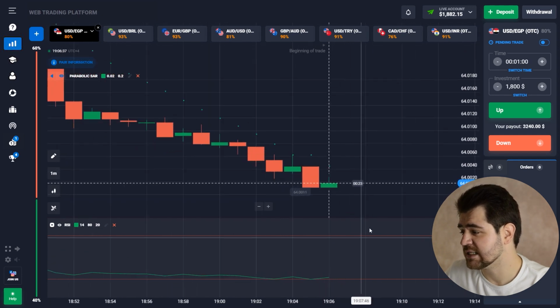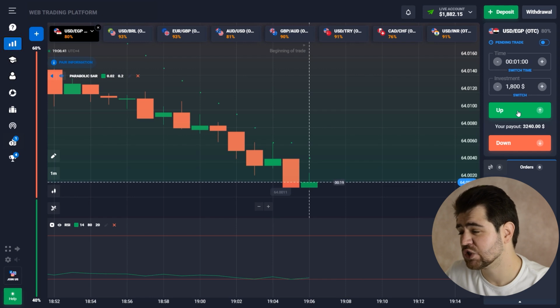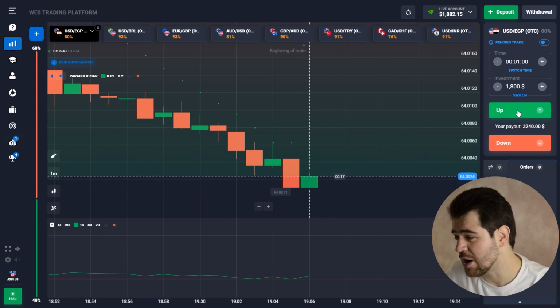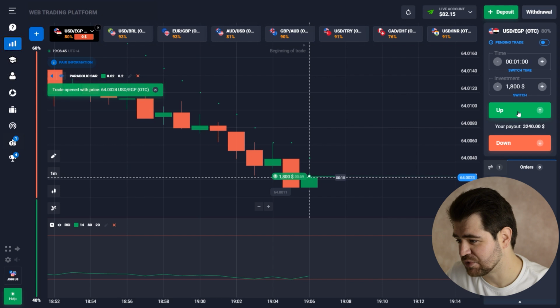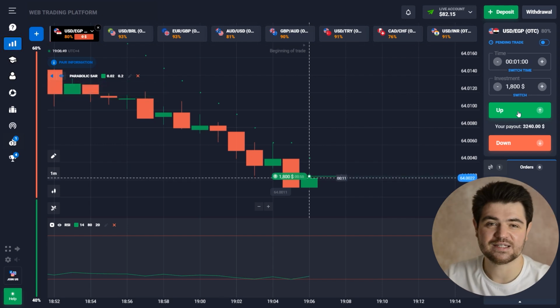So the trend is a downtrend, but we reached a zone from which we are probably going to go up. Let's go with the call option here, and let's wait and continue.